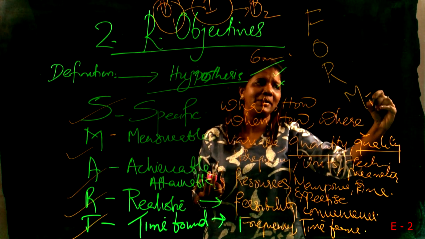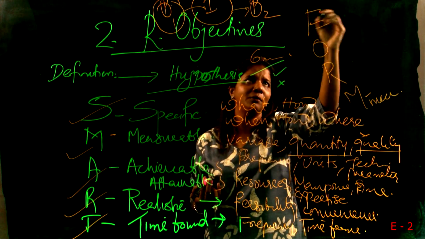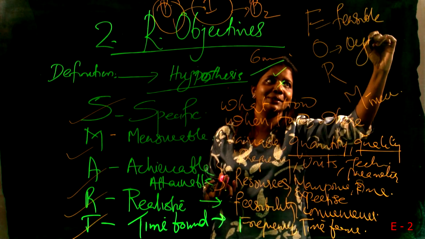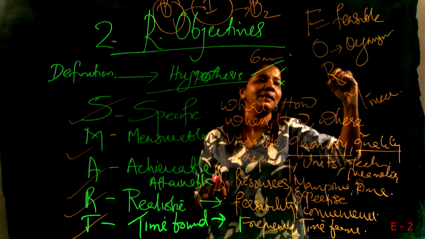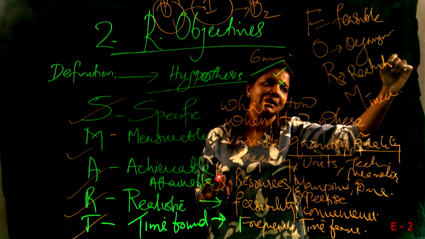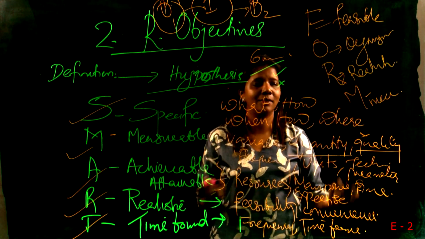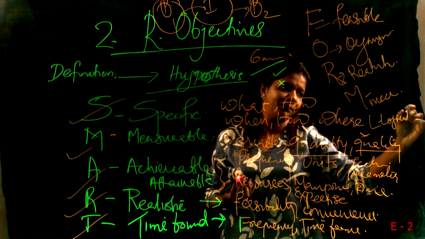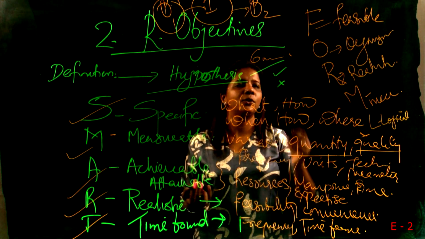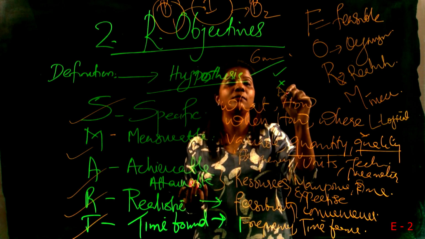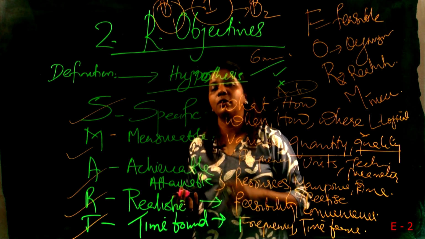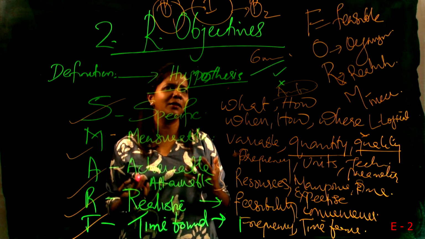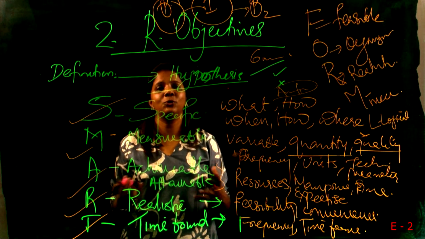Again M is the same, measurable. Here F stands for feasible. Objectives must be feasible. And objectives must be organized. Then again realistic. This is another form, you can add more points, and L, logical. And one more is there, no doubt. There should not be any ambiguity when you are framing research objectives, undoubtedness. You should not have a lot of haphazard thoughts in your research objectives.